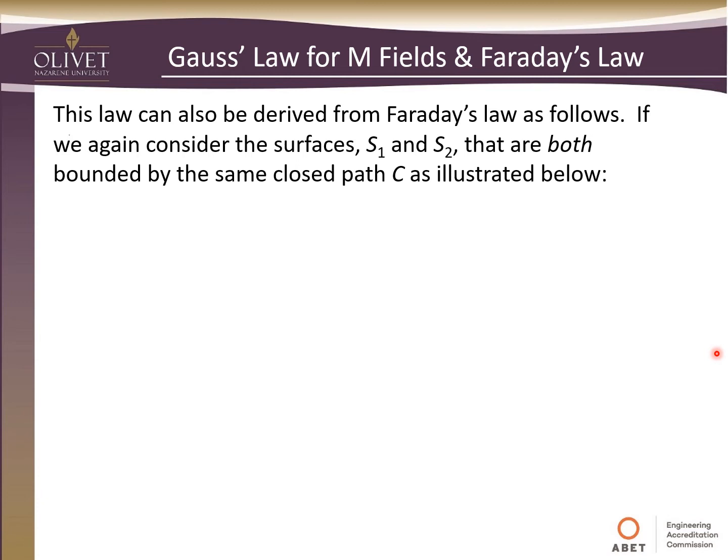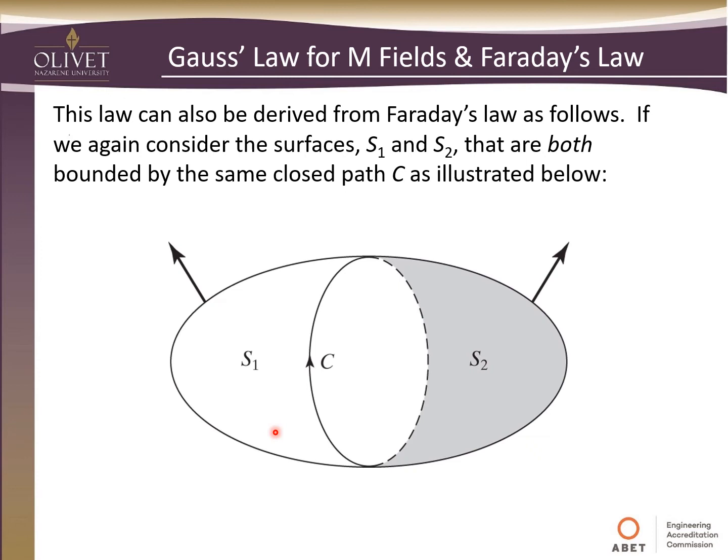So again, consider the same type of diagram with two surfaces, S1 and S2, both being contained by this path or circle or whatever you want to call it. Like we said before, it's like you're blowing bubbles out of both ends of this opening here. They're bounded by C. And then again, we have our area vectors, all normal to the surface all the way around.